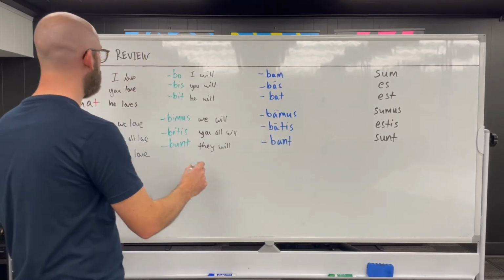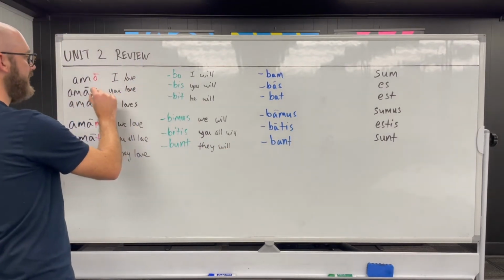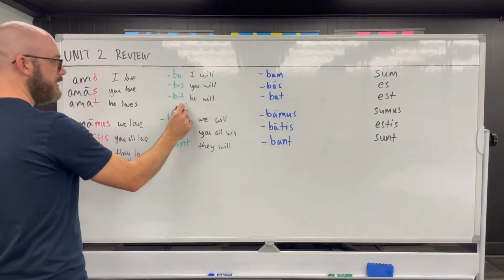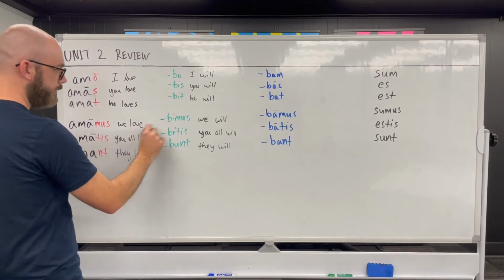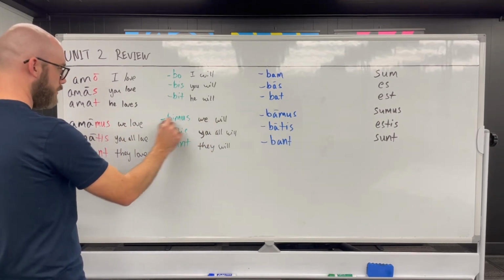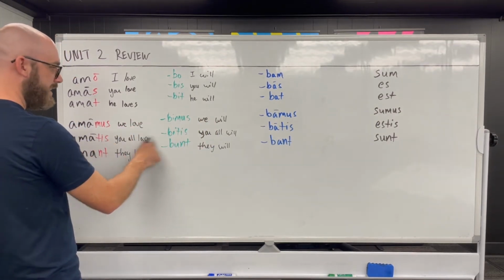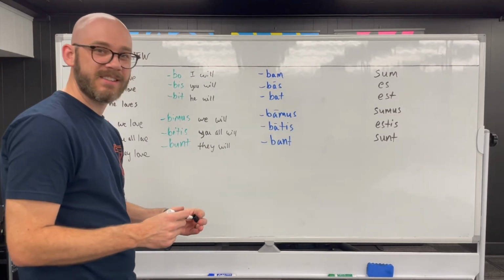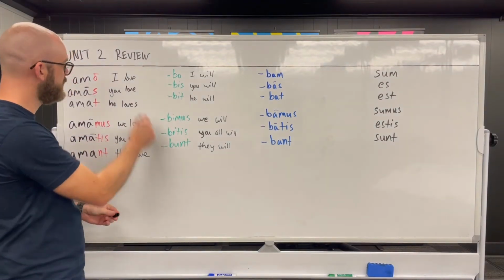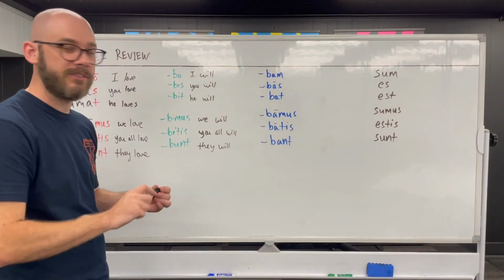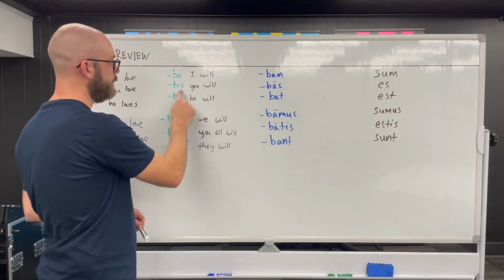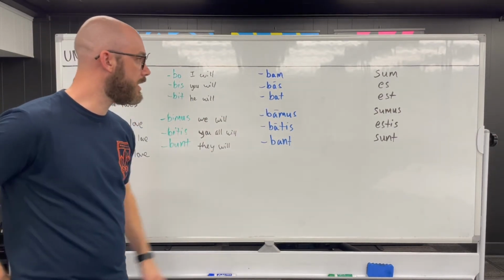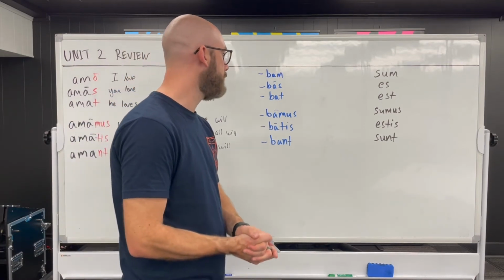You guys notice the pattern? O is always I, the S on the end is always the you, the te on the end is he will, the mus, M-U-S, is we. You see the we in both places? Tes, bitis, you all. You see those patterns? That's nice, isn't it? You're not really changing that much to get from present tense to future tense. It makes it easy for you to remember who's doing the action, and then the letter B tells you it's future tense. But over here, we have bam, bas, bat.